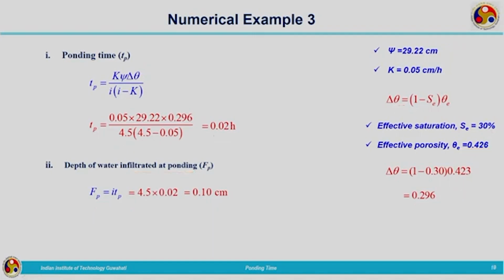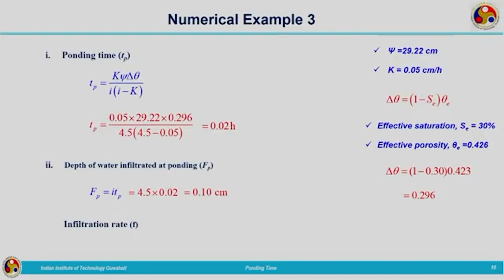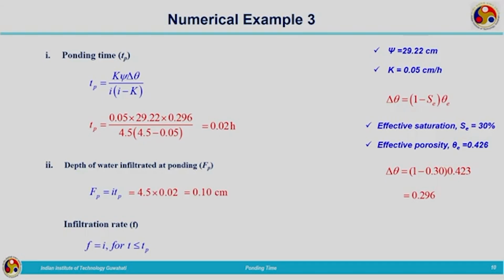Next, we need to calculate the infiltration rate. At time T less than or equal to Tp, what is the infiltration rate? The infiltration rate f is equal to the intensity of rainfall. So, for T less than or equal to Tp, f can be taken as the intensity of rainfall. So, f is nothing but 4.5 centimeters per hour.